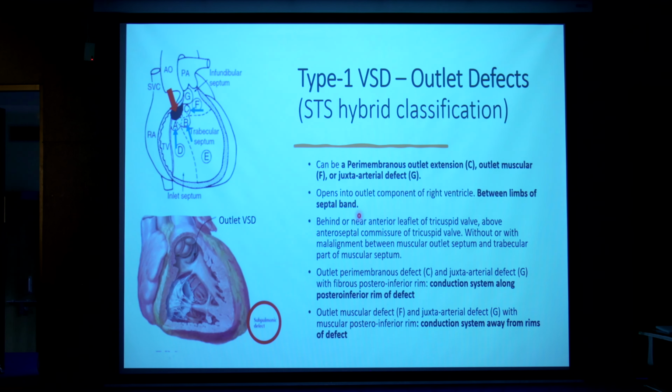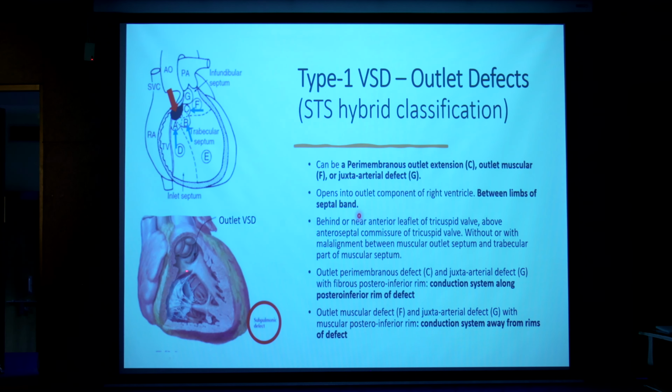It opens into the outlet component of the right ventricle between the limbs of the septal band, behind or near the anterior leaflet of the tricuspid valve. It's actually anterior. You can see the anterior leaflet here. See where it is. The outlet VSD is actually behind and away from the anterior leaflet, whereas the perimembranous VSD is here at the anteroseptal commissure.